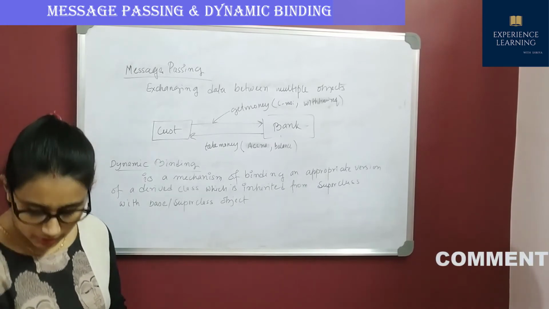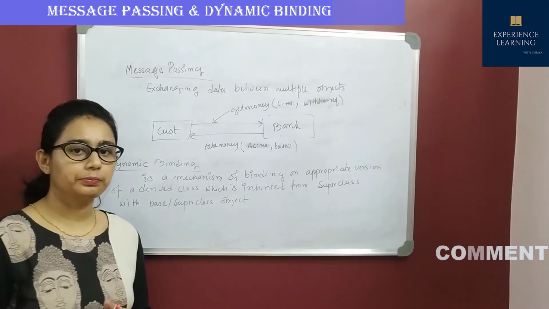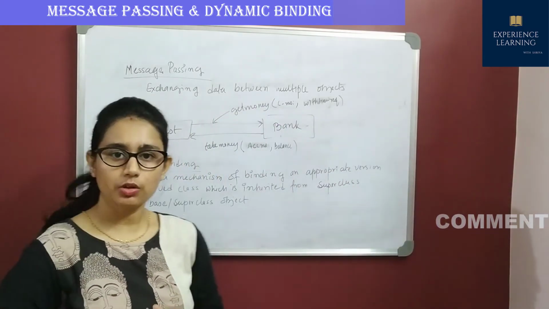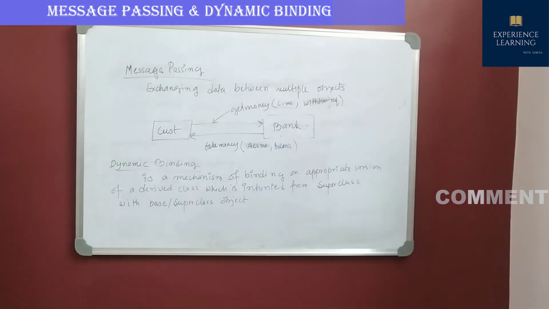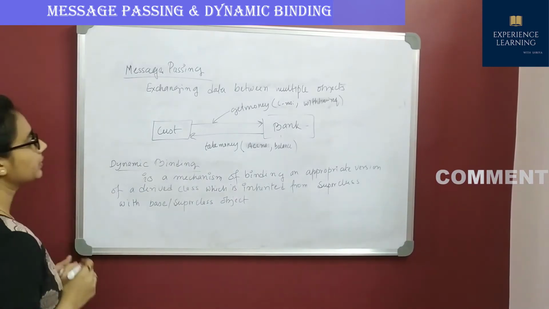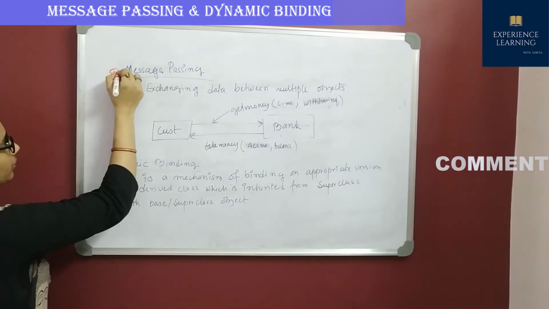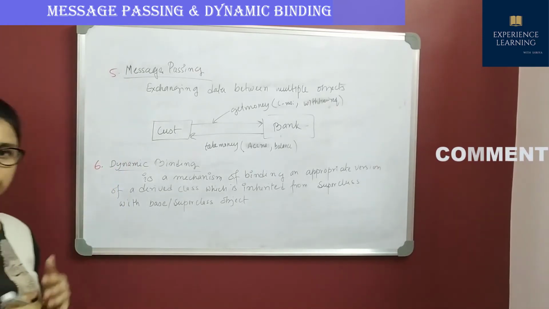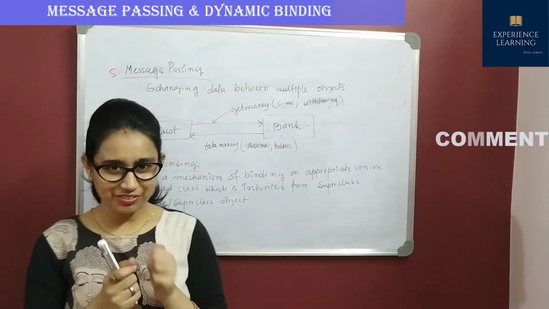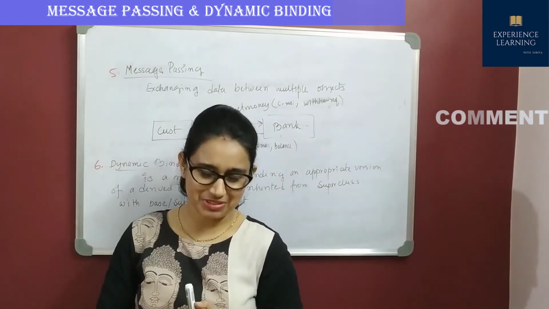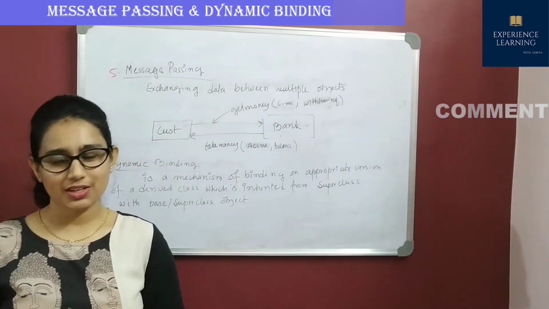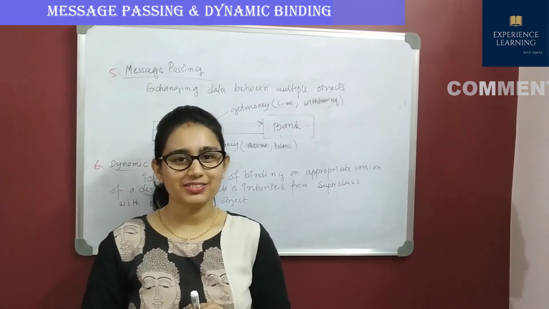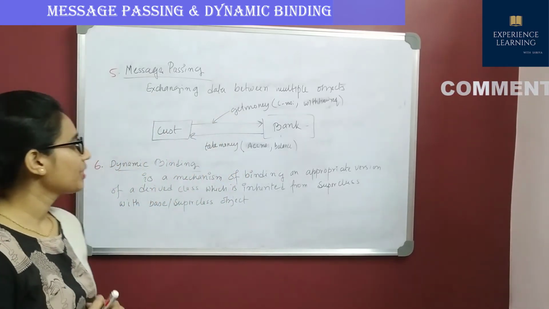So apart from this, the primary features of object-oriented programming language, these features are also there. One is message passing and another one is dynamic binding. I can give the numbers as 5, 6 here. So what is message passing? You can understand this when you are writing something in your WhatsApp or sending a message. Nowadays generally we don't send messages; most of the time we write in WhatsApp or use any other chat.